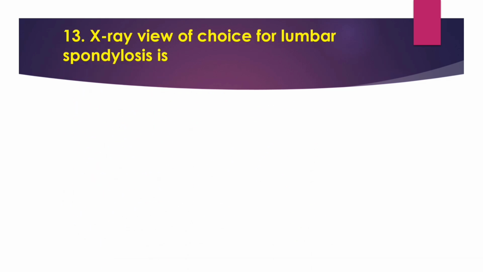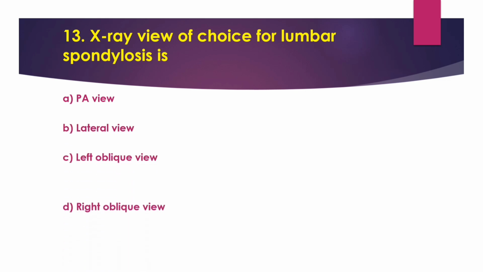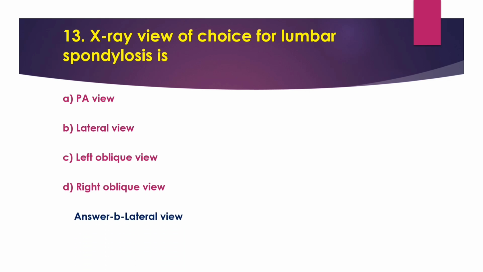Moving on to the 13th question. X-ray view of choice for lumbar spondylosis is: option A, PA view, that is posterior view; option B, lateral view; option C, left oblique view; and option D, right oblique view. So the right choice of X-ray for lumbar spondylosis, the answer is option B, lateral view.